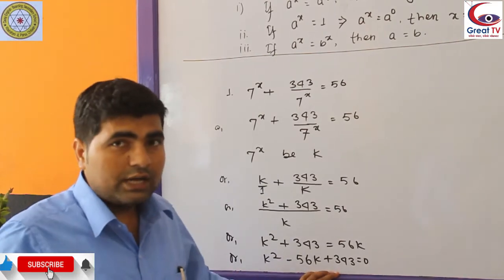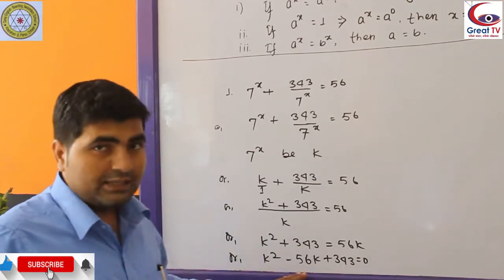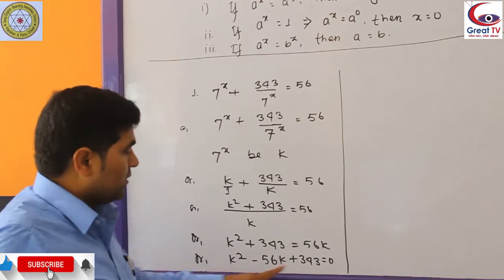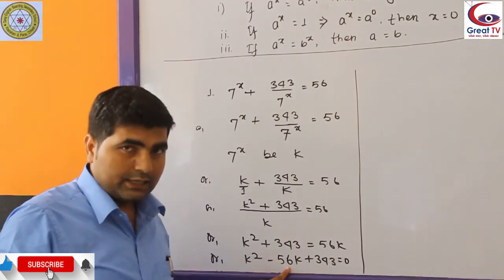By using the first into last method, we can solve and find the value of k. Now use the first into last method. Here the multiplication value is 343 and the addition value is 56.